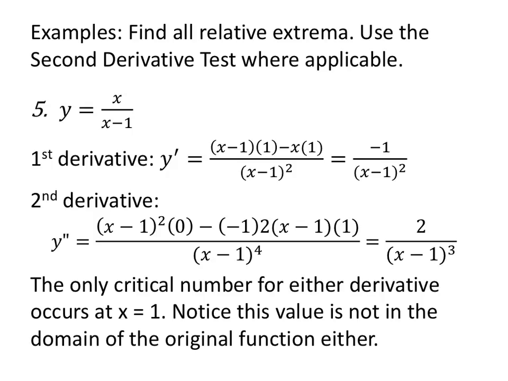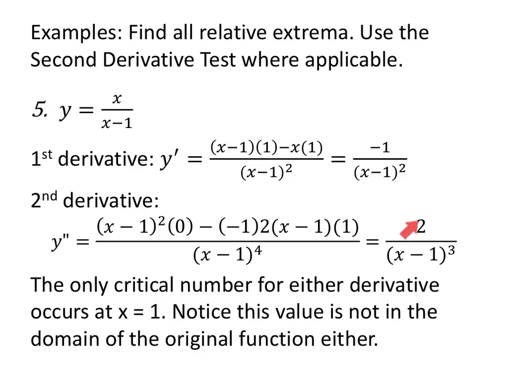Last example. y equals x over x minus 1. We find the first derivative using the quotient rule. We find the second derivative using the quotient rule with a little bit of chain rule thrown in. And I know the only critical number for either derivative occurs at x equals 1. The numerator is never 0, so the first derivative is never 0. First derivative is undefined when x equals 1.